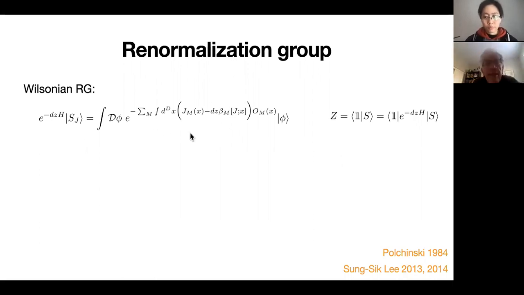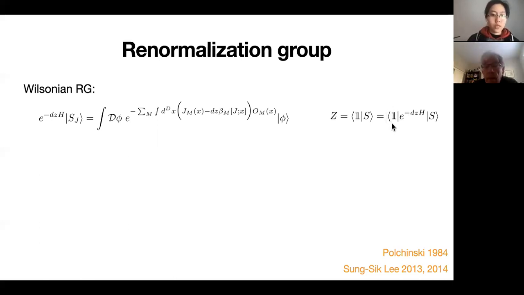Okay, then we can also get the partition function after the RG transformation. The partition function is given by the overlap between the identity and the renormalized vector. And also it's an invariant quantity because the RG transformation leaves the identity vector invariant.